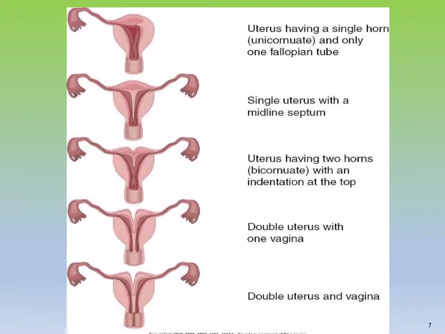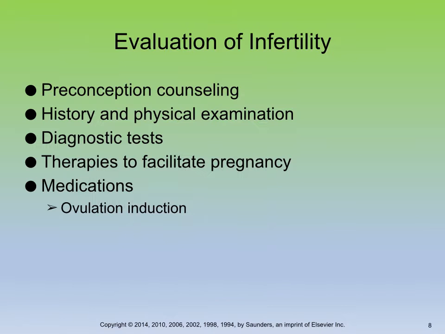On slide 7, we just have a visualization of some abnormalities of both the uterus and the fallopian tubes that could impact a patient's ability to gestate and maintain a pregnancy.